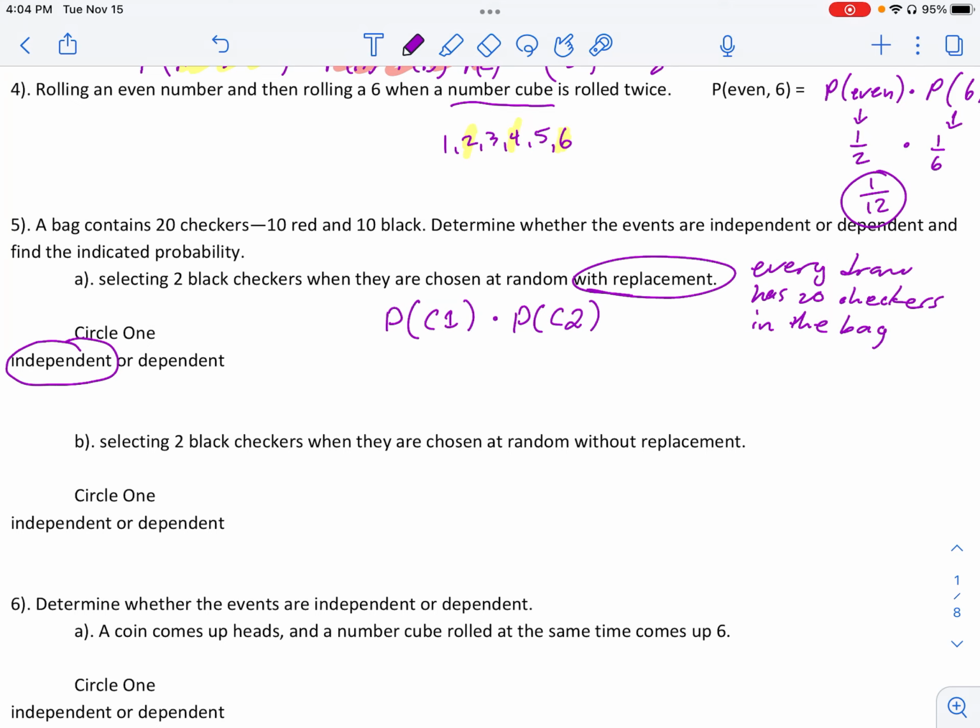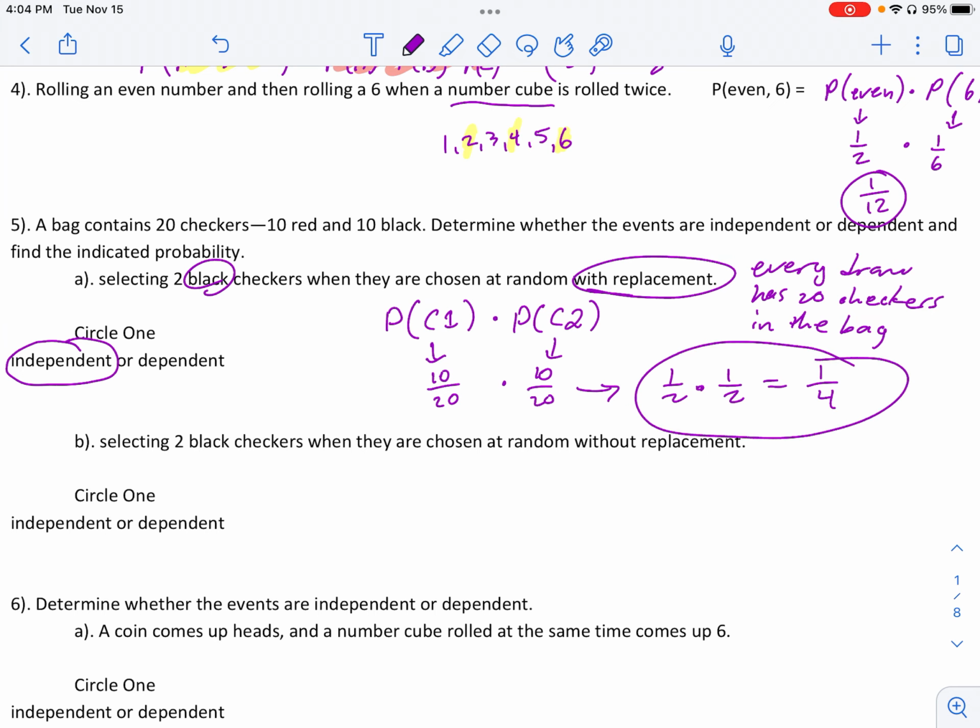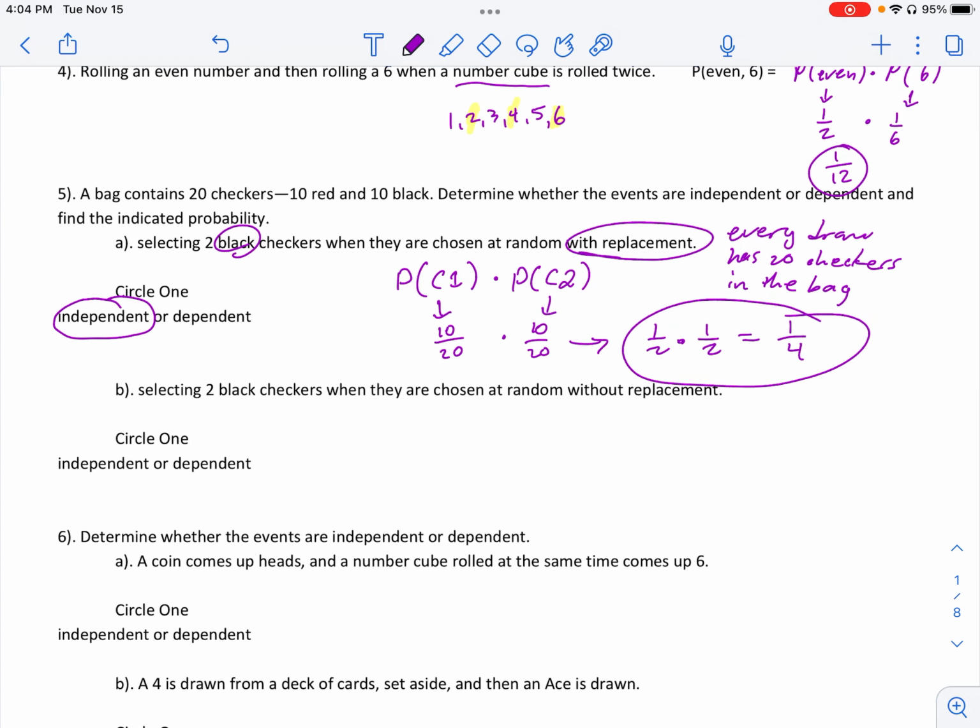And so that's a way you can explain independence. The probability of getting a black checker first is 10 out of 20. And the probability of a black checker the next time is still 10 out of 20. That is really just 1/2 times 1/2, so that's 1/4. Very much like the coin toss in a way. Every time you draw in this situation, every draw is a 50-50 proposition.